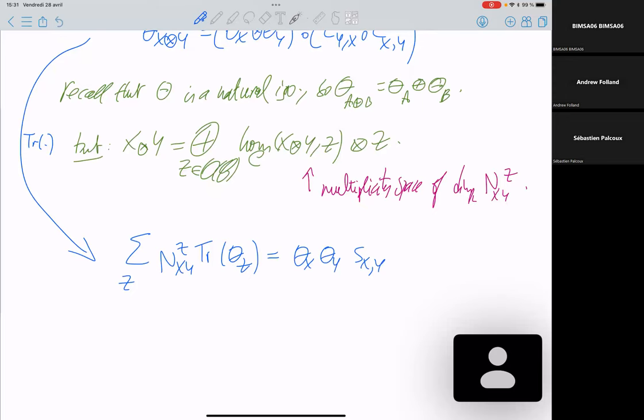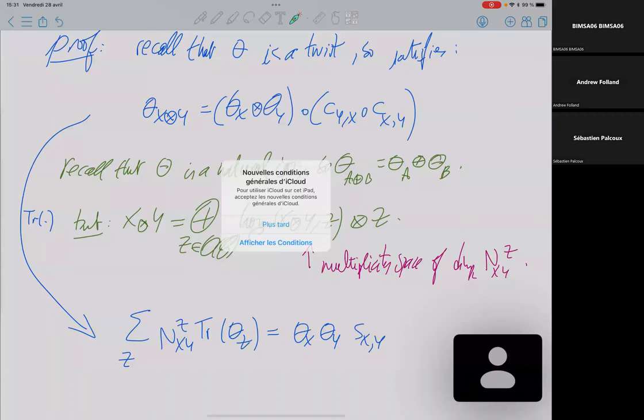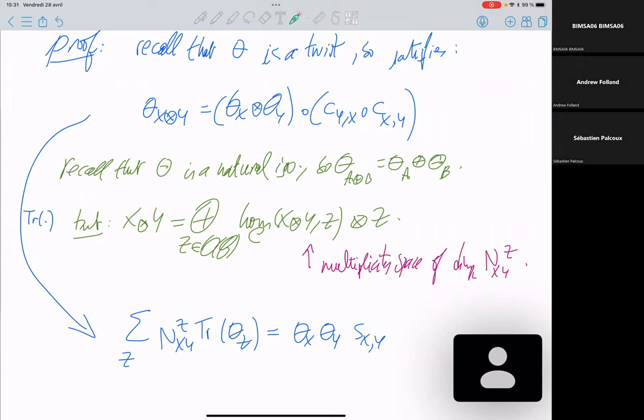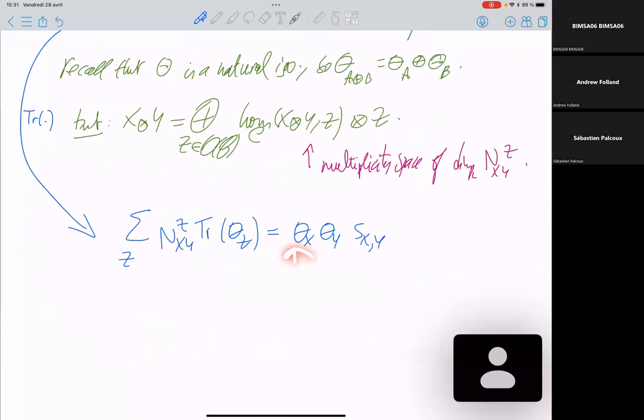You know that the trace of that is exactly S_{xy}. And the trace of that is exactly theta x, theta y, where you have to be careful here. This is a morphism, but here it's a scalar. You remember we identified this isomorphism between x and itself, where x is a simple object, so it's completely determined by a scalar. And here what we write is a scalar. Okay. So let me recall again something. The trace of theta z is... let me wait a minute.